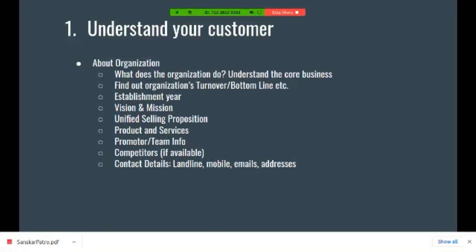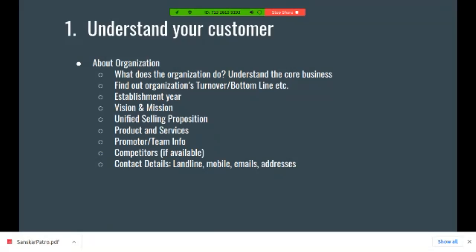Competitors is an important aspect to know. It is always good to know who the competitor is for your customer, and customers would know about it. If they know, you need to get the details about the competitors, what kind of websites they have, and what work has been done on the websites.